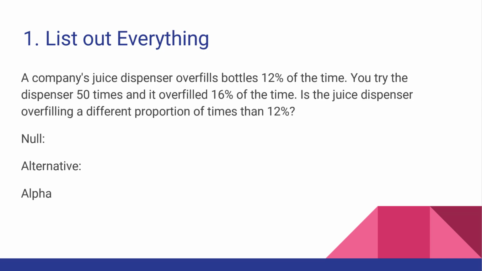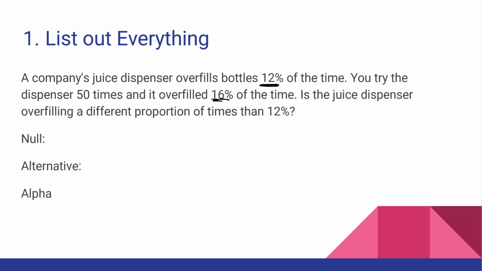So here's an example. A company's juice dispenser overfills bottles 12% of the time. You try the dispenser 50 times and it overfilled the bottles 16% of the time. Is the juice dispenser overfilling a different proportion of times than 12%? If we said before that the company's juice dispenser overfills bottles 12% of the time, but when you went and tried for yourself, it overfilled way more than that, it's asking, did this happen by chance? So what is our null hypothesis and what is our alternative hypothesis?